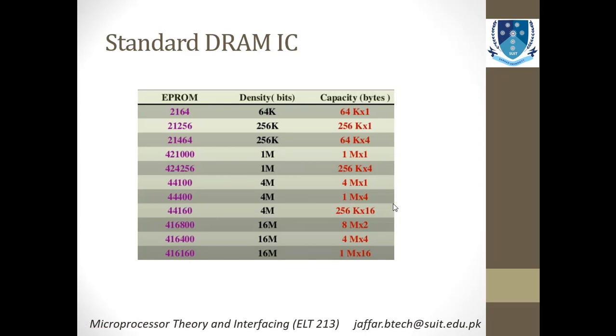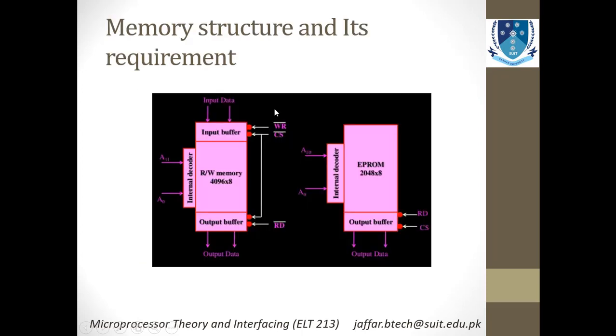The standard DRAM IC is basically, you can see that there are different ICs that provide you the dynamic RAM, and also in this you can see that these different ICs are providing different types of capacities and different types of density in the form of bits.